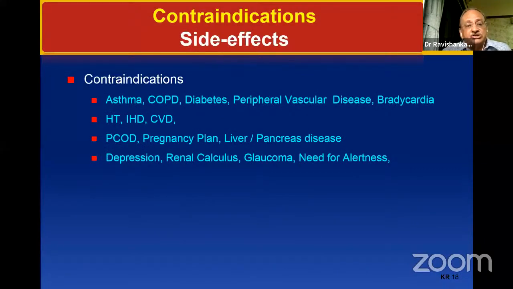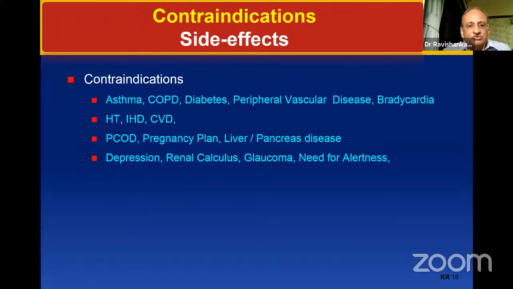The contraindications you have to watch out for: asthma for beta blockers, COPD for, again, beta blockers, and peripheral vascular disease, bradycardia, all of them. PCOD for divalproex. Always remember to ask if there is any plan for the patient to conceive. You can't start divalproex and the patient goes without knowing it and conceives.